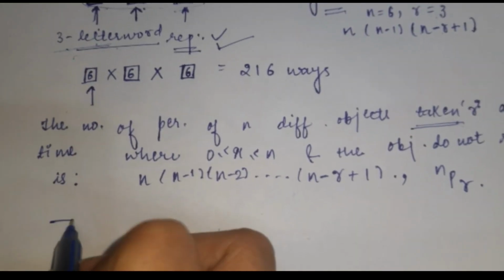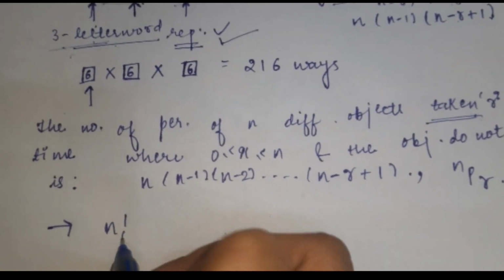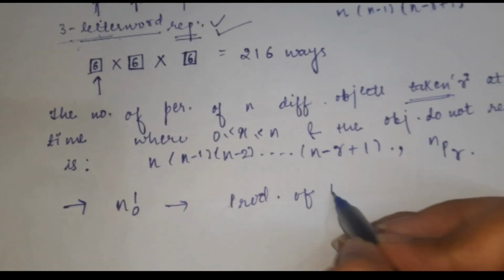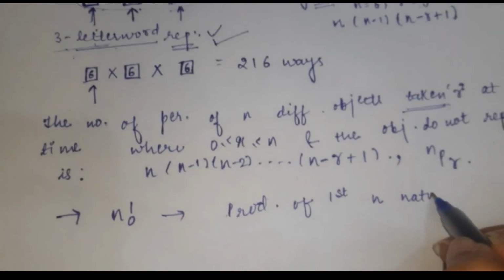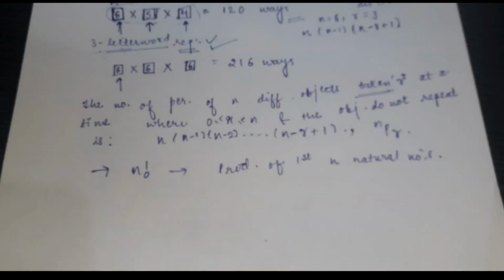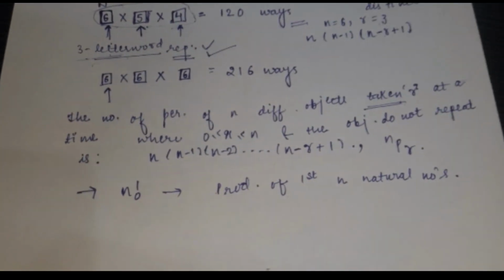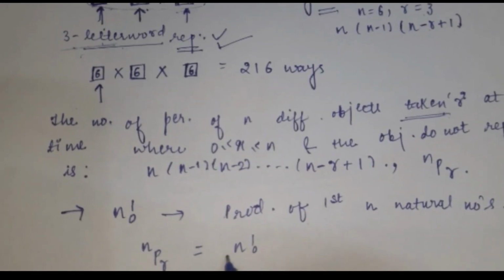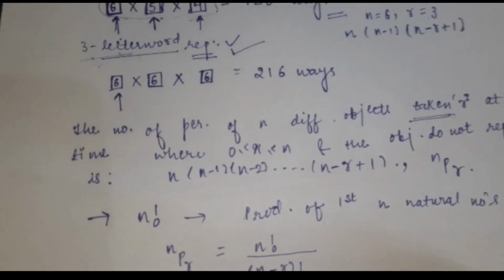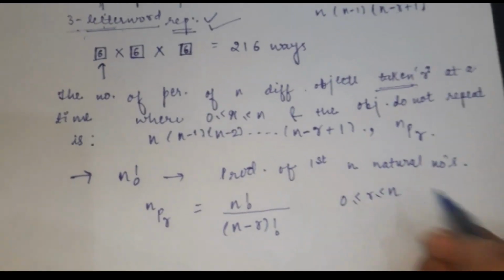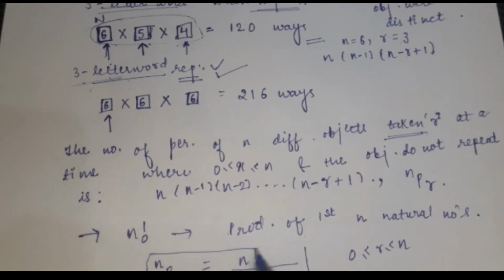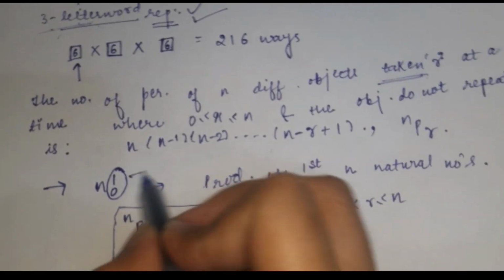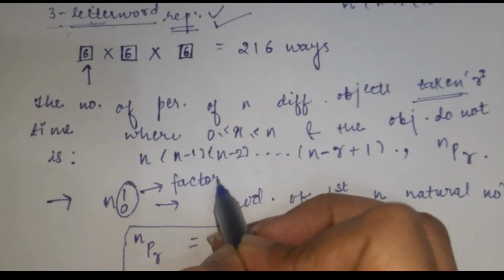So now we talk about the main notation of this topic, n factorial, which is the product of the first n natural numbers. So the important formula of calculating the number of permutations will be nPr, which is calculated as n factorial upon n minus r factorial. Here our r is between 0 to n. So this symbol is known as factorial.